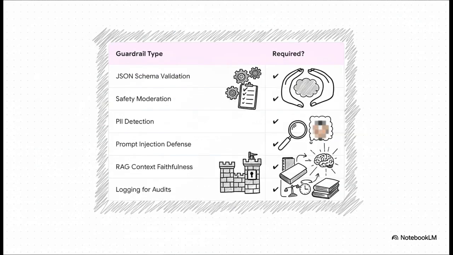So, if you are building an LLM application for production, this right here is your non-negotiable checklist. You need schema validation, you need safety moderation, you need PII detection, defenses against prompt injection, checks to make sure your RAG system is being faithful to its context, and of course, comprehensive logging. These aren't just nice-to-haves. This is the standard.